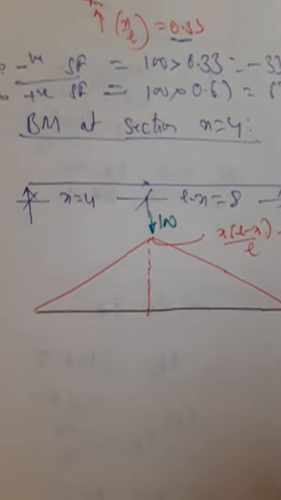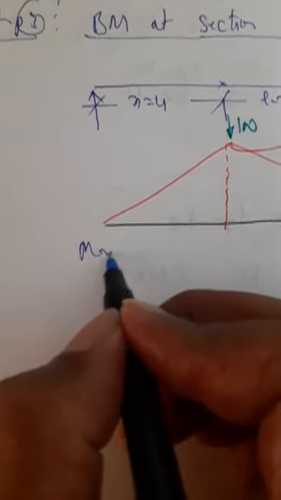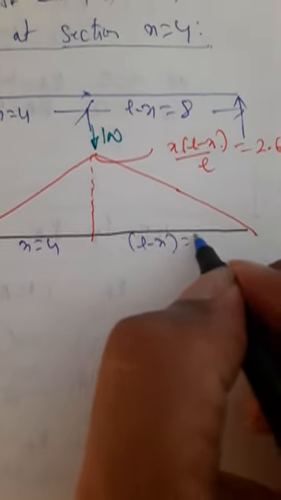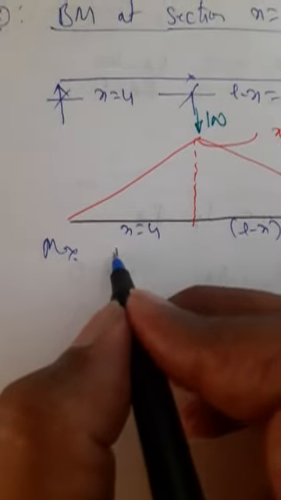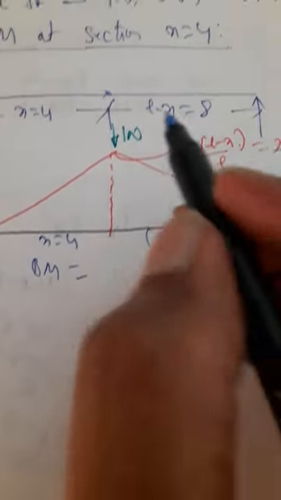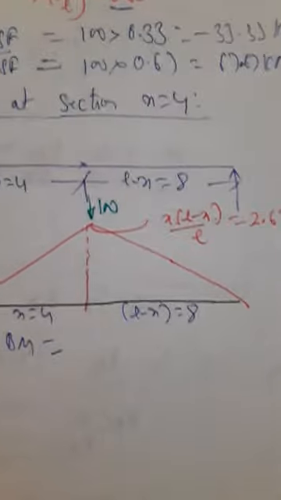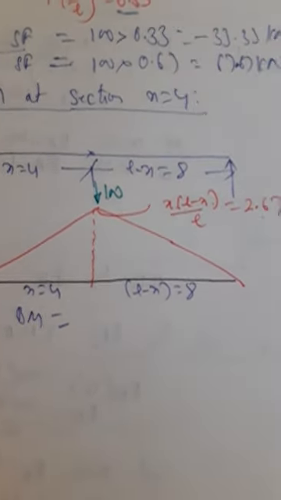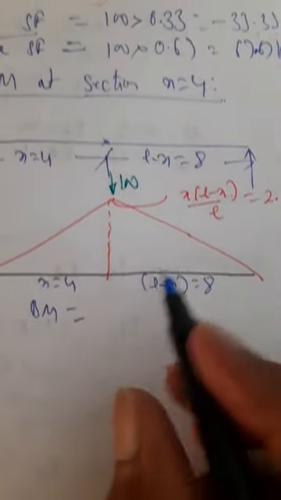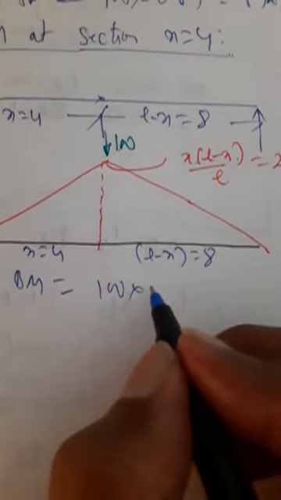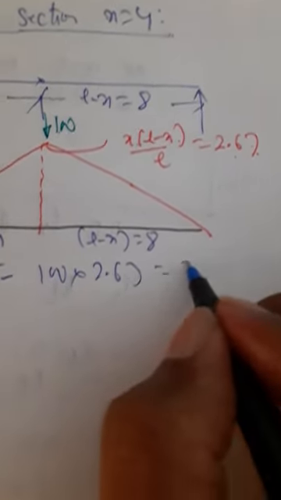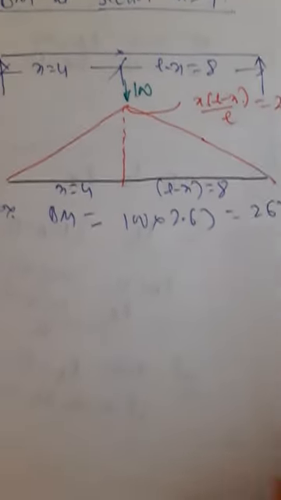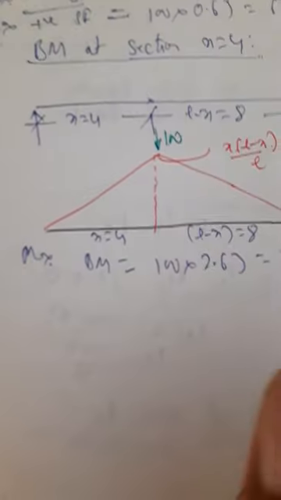Now let us find out maximum bending moment. This is x is equal to 4, L minus x is equal to 8. Maximum bending moment is equal to load into this ordinate. So influence line diagrams are nothing but load into ordinates. You have to calculate these ordinates, multiply by load. So load is 100, ordinate is 2.67. So 267 kilonewton meters. This is the maximum bending moment at section x is equal to 4.